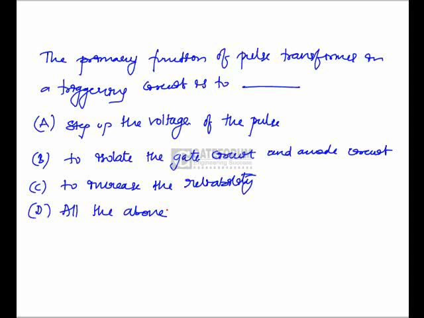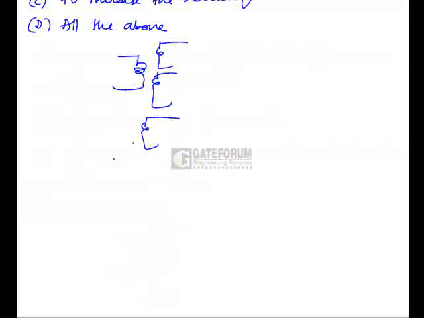Function of a pulse transformer in a triggering circuit is. Now what is a pulse transformer? A pulse transformer is a 1:1 transformer. Here the primary winding has N turns, let us take it as 1. The secondary windings, tertiary windings, let the windings be of N in the secondary side. This winding is also equal to 1.